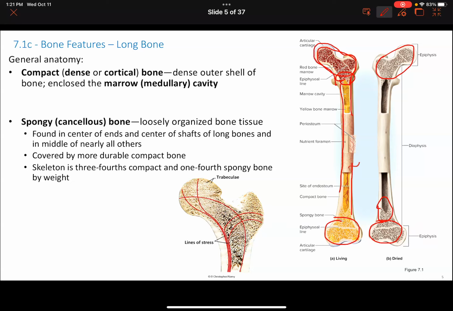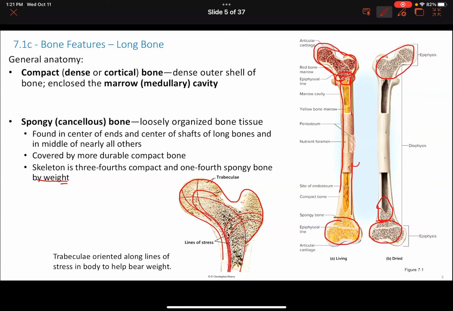the spongy bone. And just to give you an idea of how much of our skeleton is made of which types, 3/4 of our skeleton is compact bone, and that really dense bone. And then only 1/4 of it is spongy bone. And that's by weight, not by actual amount. Another image here shows you spongy bone inside the end of a long bone.